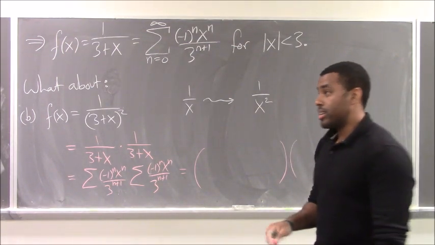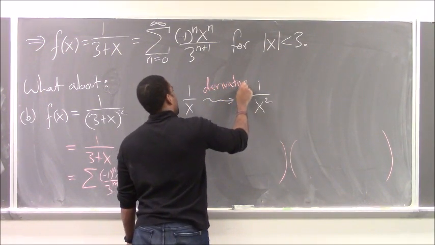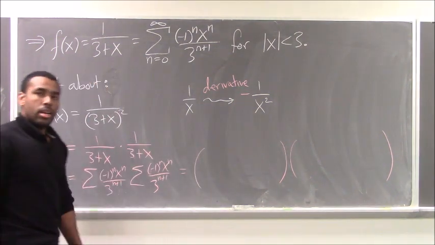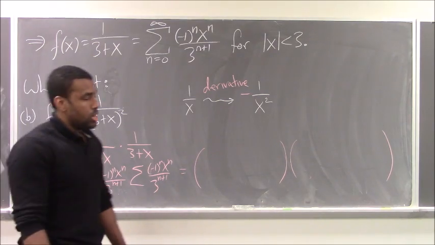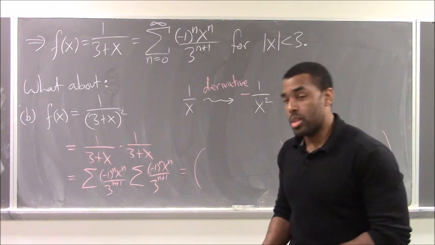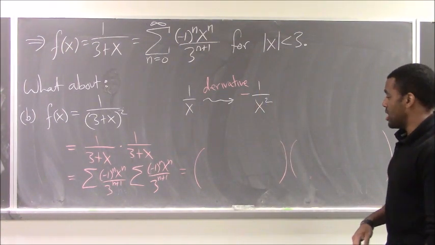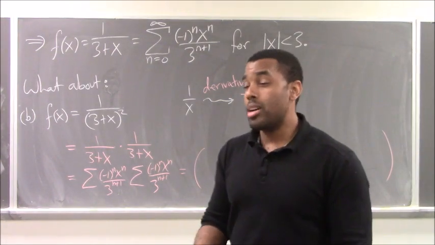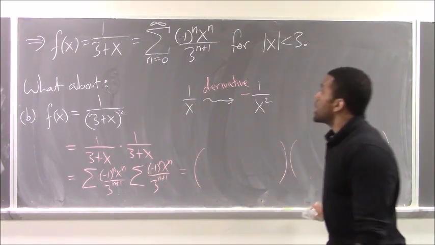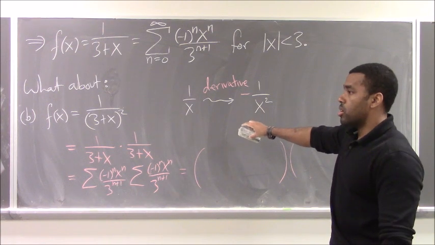So here's the trick. If I take the derivative of 1 over x, I get minus 1 over x squared. This allows me to actually get a square in the denominator without actually squaring something, if I could take a derivative. And so that's kind of going to be the hint here. So we are allowed to use calculus as an algebraic manipulation here. So let's see how we would actually deal with the 1 over 3 plus x all squared.